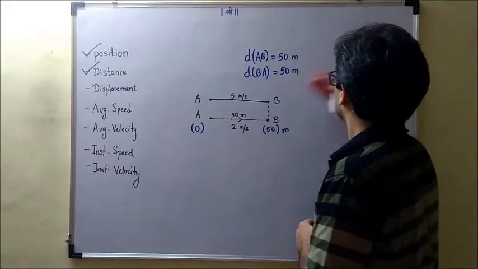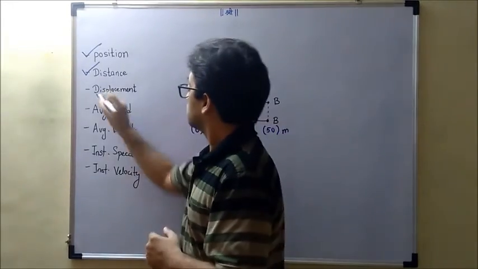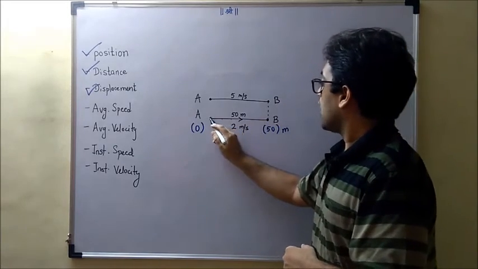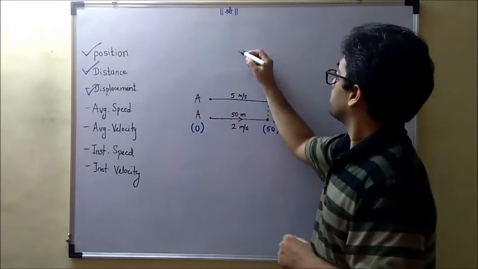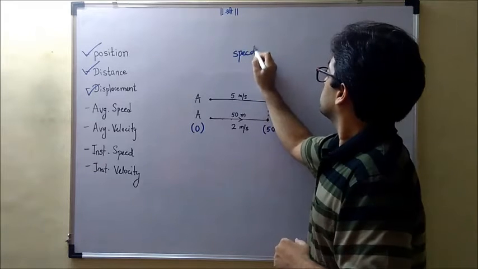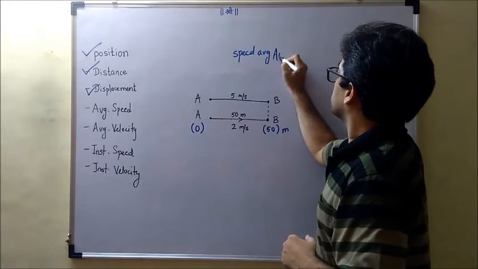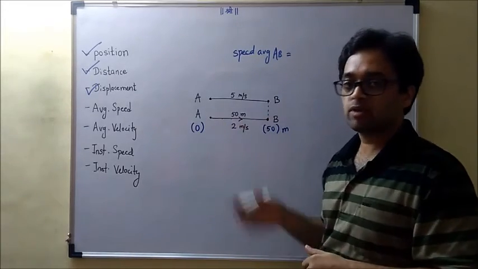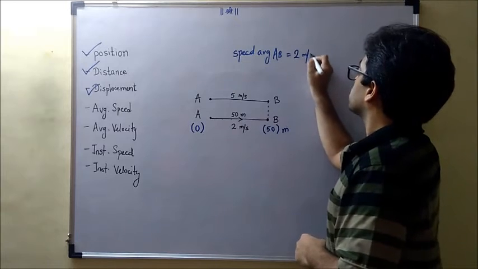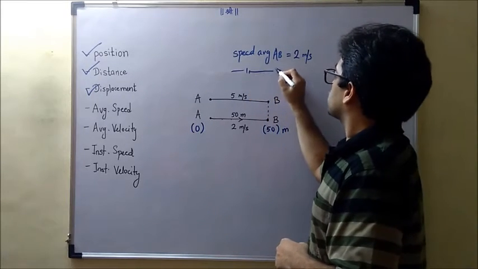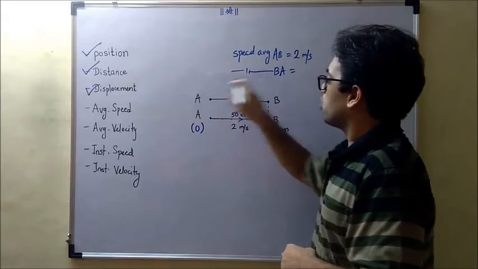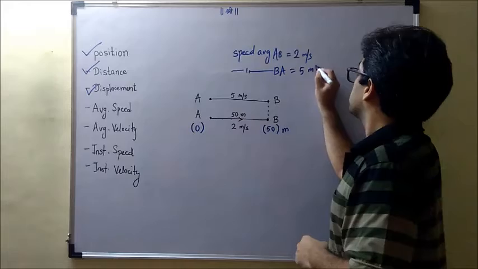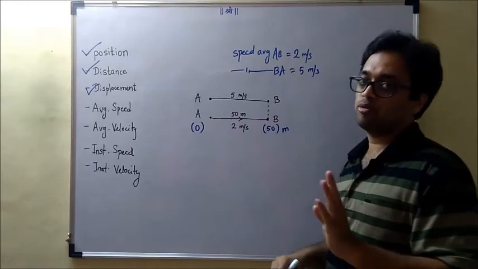Now going to the next point. So we covered our position, distance and displacement. Going to the next point, average speed. If I ask you what is the average speed of section AB, how much will it be? As I said, average and instantaneous are equal because the speed is constant everywhere. It is 2 meters per second. Average speed of section BA, that means while going from B to A, it is not going to be -5, it will be +5 because again speed is not a vector, it's a scalar, it does not take into account the direction.